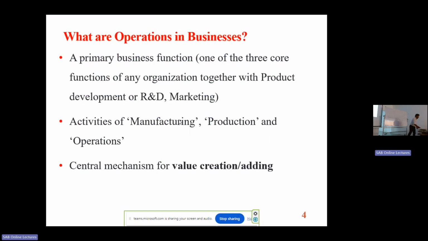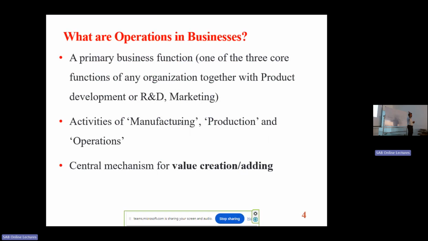But it's a very old idea, right? Through business, what we try to do is create value and deliver value. Create and deliver more value through operations.